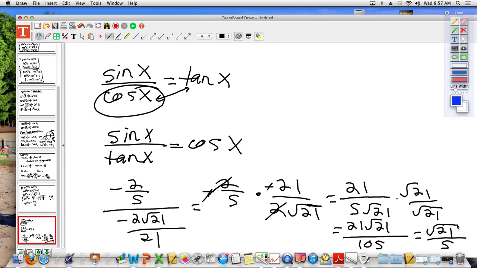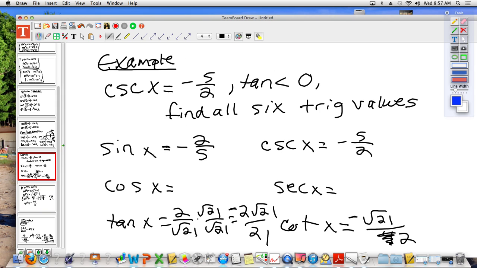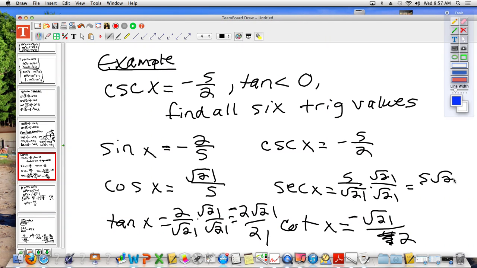I'm going to talk about that in just a minute. I'm going to go back. Gosh, what page am I on here? What do we get, you guys? Square root of 21 over 5, which means the secant is the reciprocal, so we have 5 over the square root of 21 times the square root of 21 over square root of 21, so we end up with 5 radical 21 over 21.